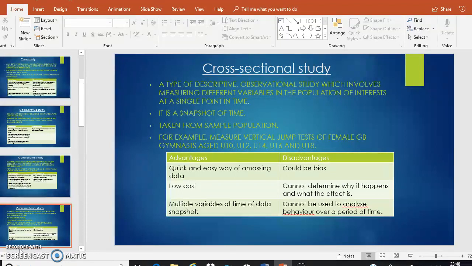Disadvantage is that it could be biased, again, because if the researcher wants to show a specific result, then there could be bias. They can't determine why it happens and what the effect is, and it can't be used to analyse behaviour over a period of time.